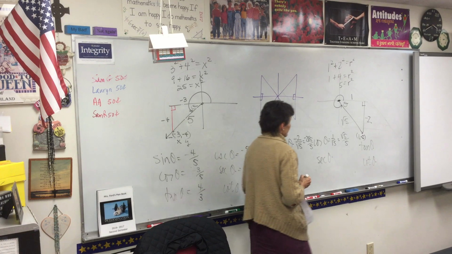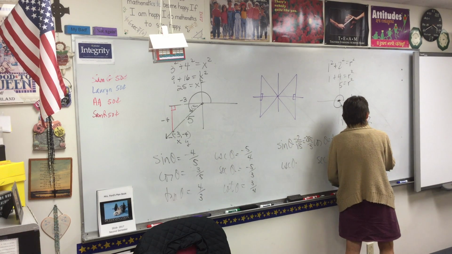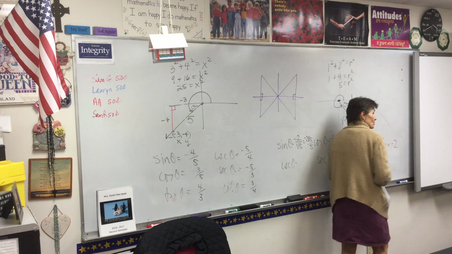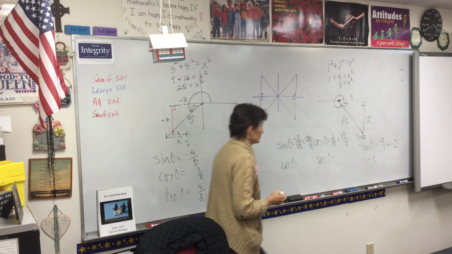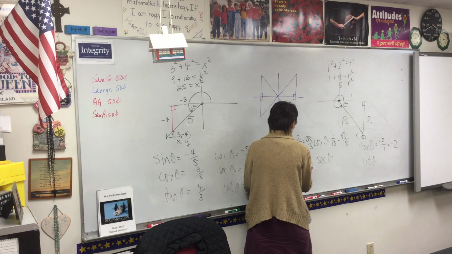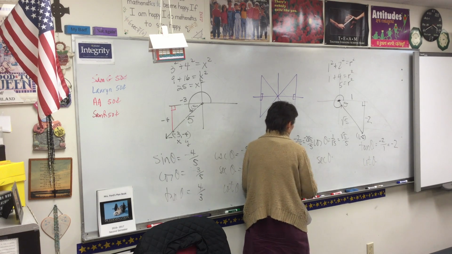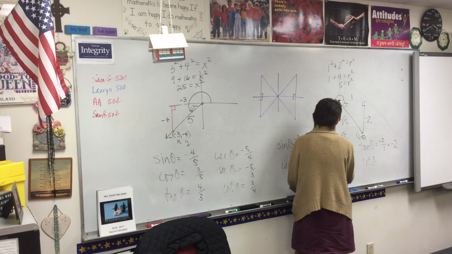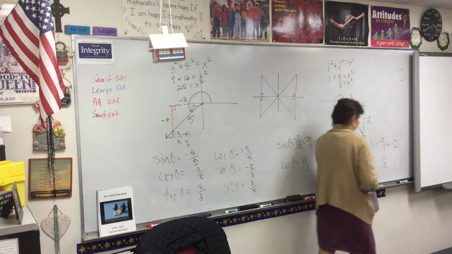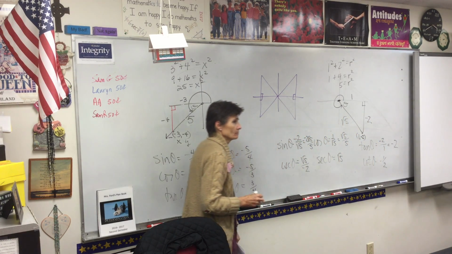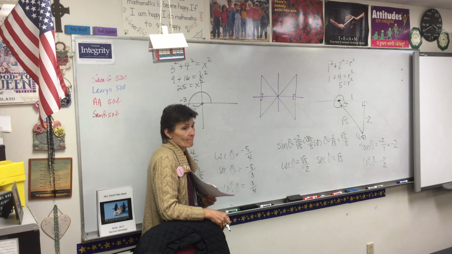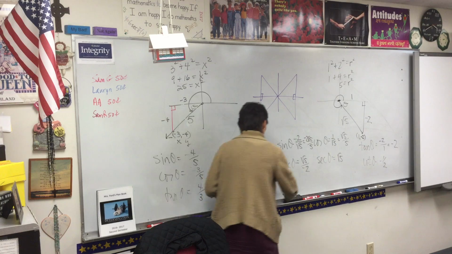What's the tangent? Watch it, tangent. Negative 2 over 1, which is negative 2. And then the reciprocals. So the cosecant is root 5 over negative 2. The secant is root 5 over 1, and the cotangent is negative 1/2. All right, we got time to do one more.